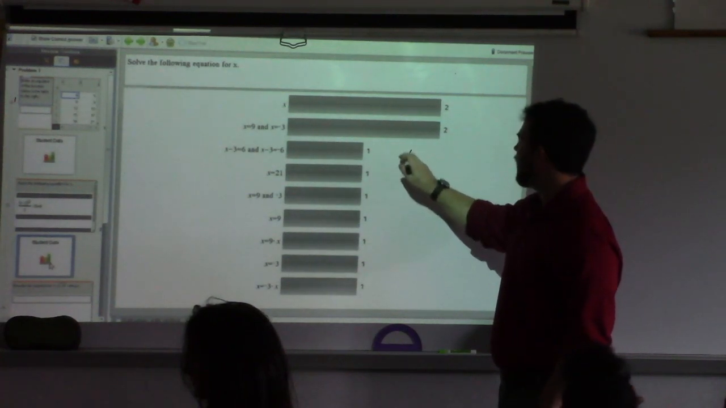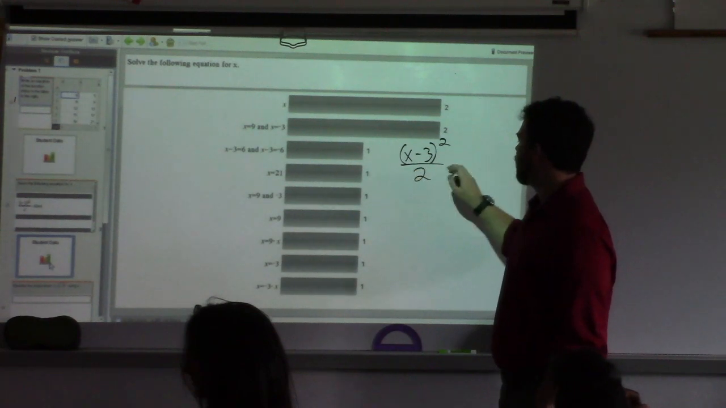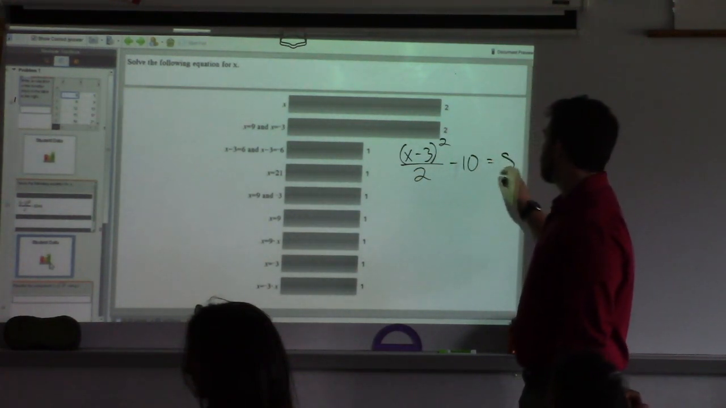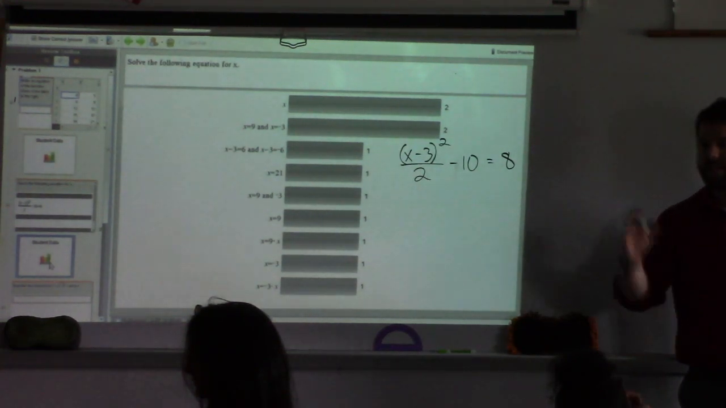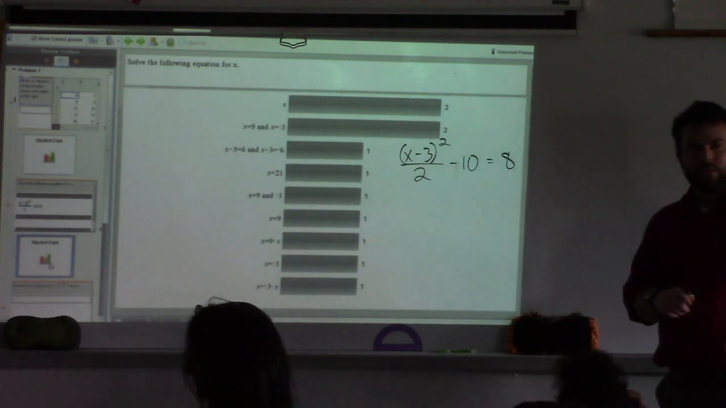What was the equation again? (x minus 3) squared divided by 2, plus 10, minus 10, equals 8. Would anybody care to volunteer and say, hey, I didn't fully know how to do this? Can you talk me through some of these details? You didn't know how to do it at all? Well, I did know the start.